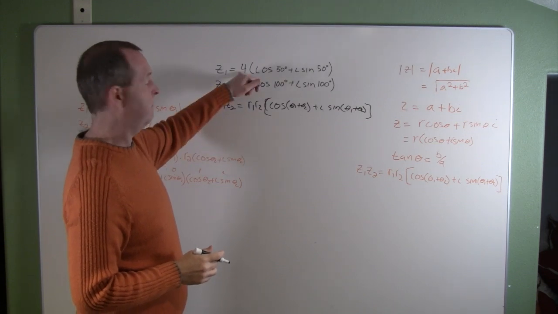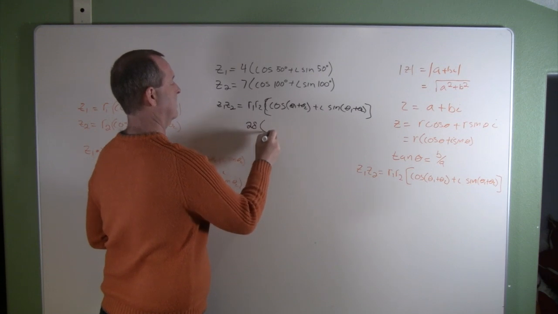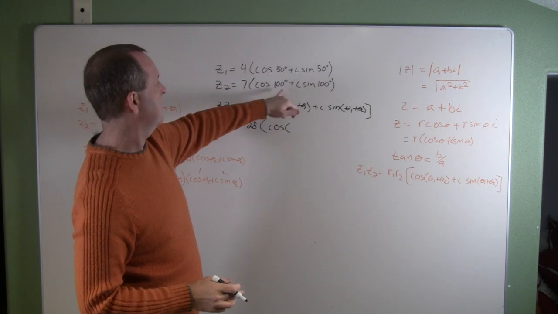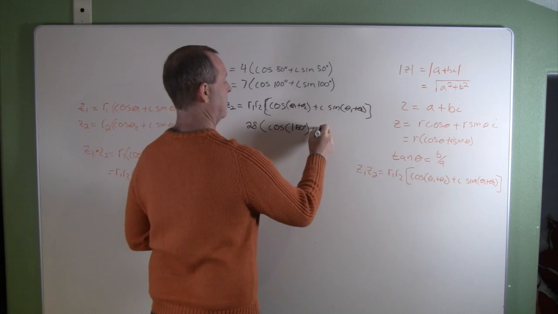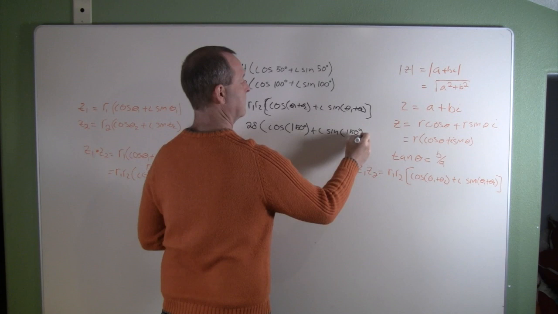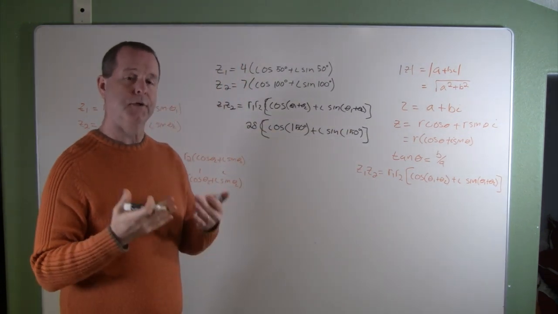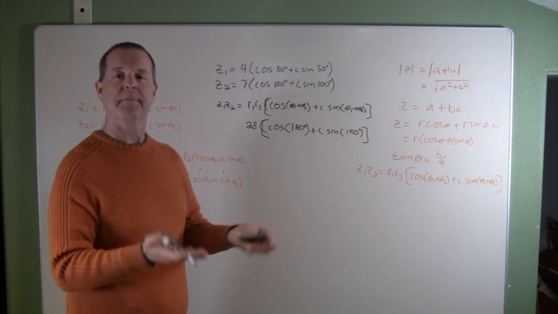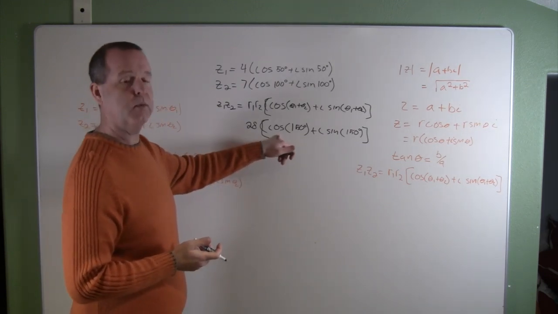R1 times R2, 4 times 7, gives me 28. Cosine of the first argument plus the second argument, 50 plus 100, gives me 150 degrees, plus i times sine of 150 degrees. So the product of two complex points in polar form, when multiplied together, produces this result right here.